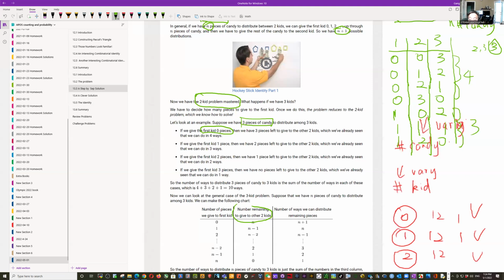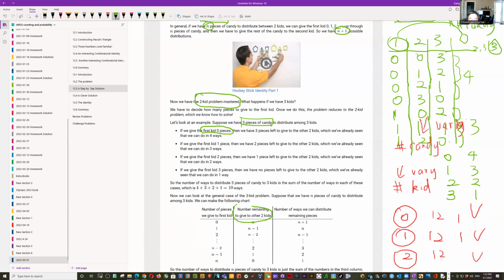So basically, this is the first column, this is the last column. If we just focus on those 2 columns, the first column is the number of candy I gave to the first kid. Then the third column is the combined ways I can have for the second and the third kid. Actually, it follows this pattern. 0 will be 4, and 1 will be 3, and 2 will be 2, and 3 will be 1.